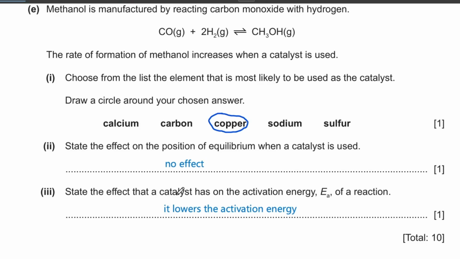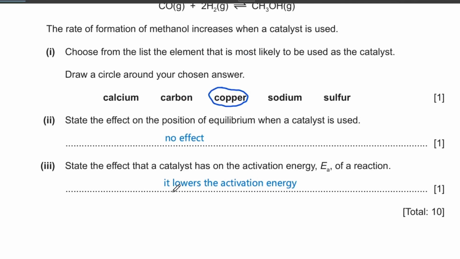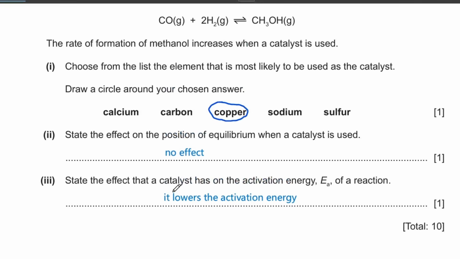So we say that a catalyst increases the rate of reaction. How it does that is by lowering the activation energy. Therefore, the rate of reaction will increase. Don't forget, a catalyst does not have an effect on the position of equilibrium. It's temperature, pressure, and concentration that have an effect on the position of equilibrium. What a catalyst does is to increase the rate of the forward reaction and the reverse reaction by lowering the activation energy. That will bring us to the end of part 1, covering questions 1 to 4.